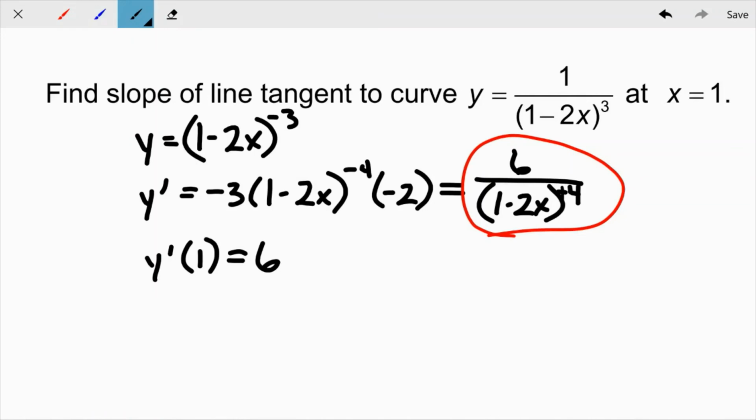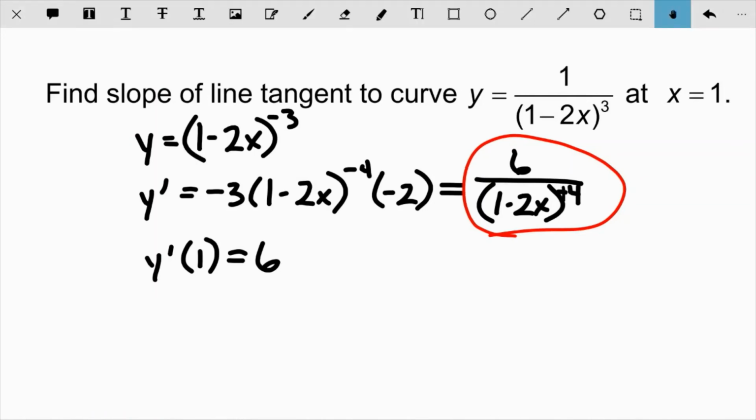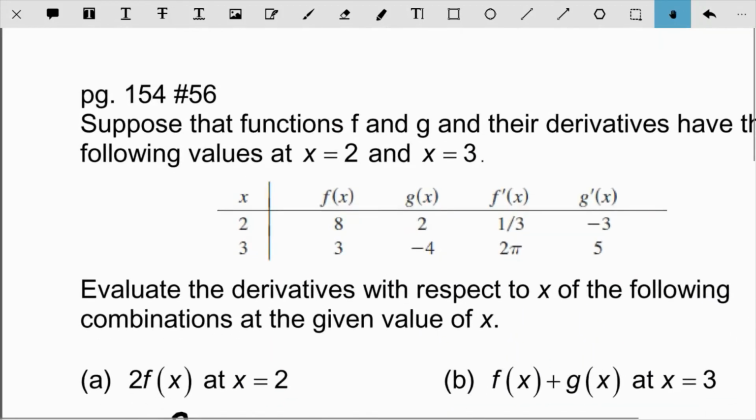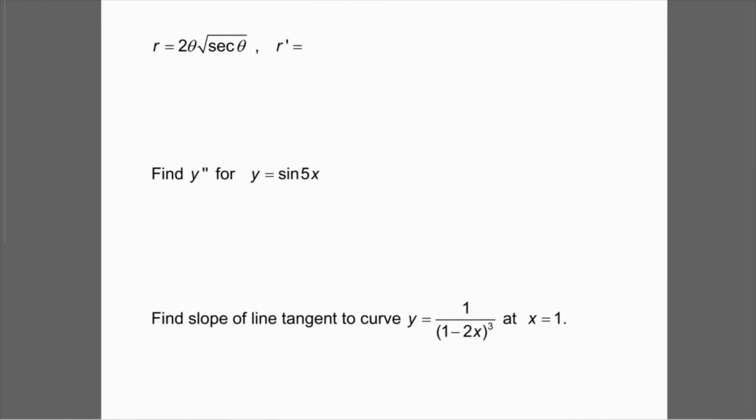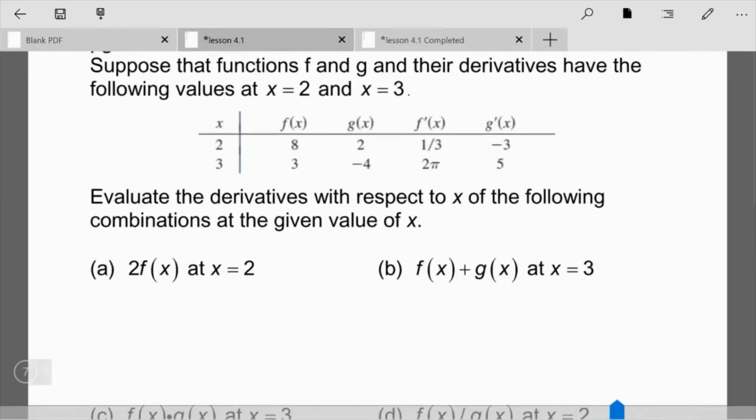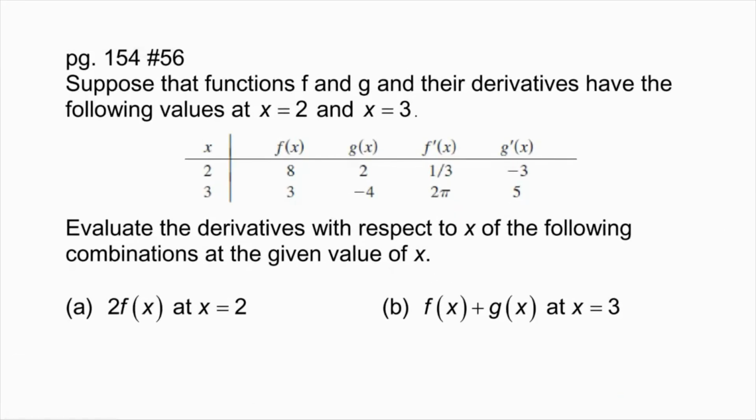Okay, and then when you plug 1 into that, you can see that you get a value of 6. All right, so the last thing I wanted to show you here is a special type of problem. And this is one that tends to show up a lot when we're dealing with the chain rule. Some of these, I'm just going to give you the solution because you know how to do some of these.